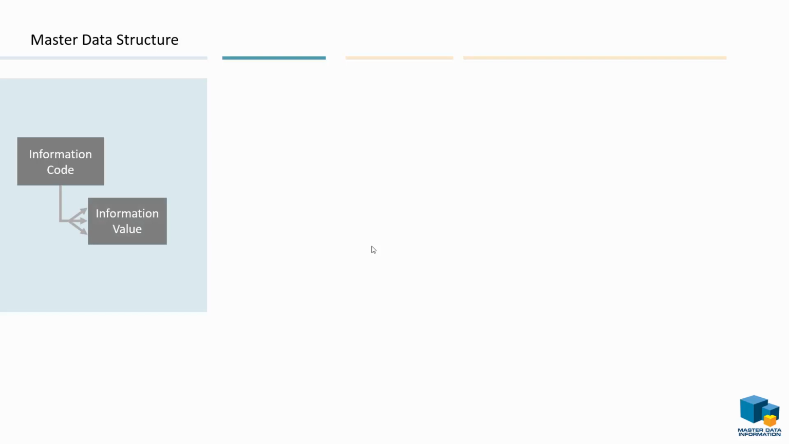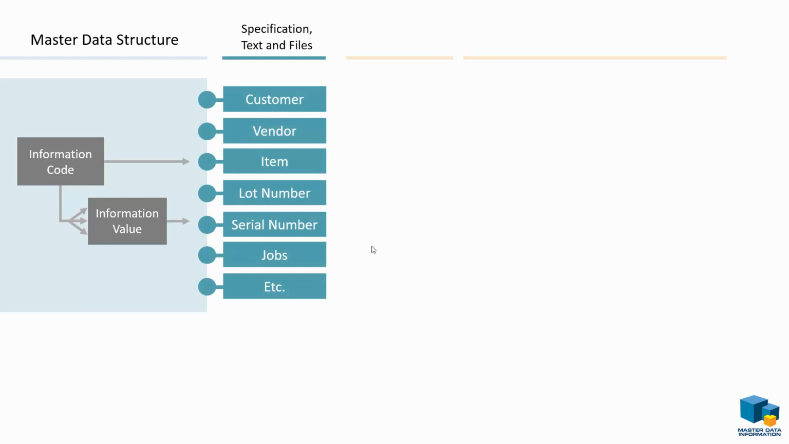And beneath the information code, we have the information value layer, which might be a drop-down list of the information code, so you can select several information values to one information code. This could be one information code, color, and information values red, blue, green, etc.